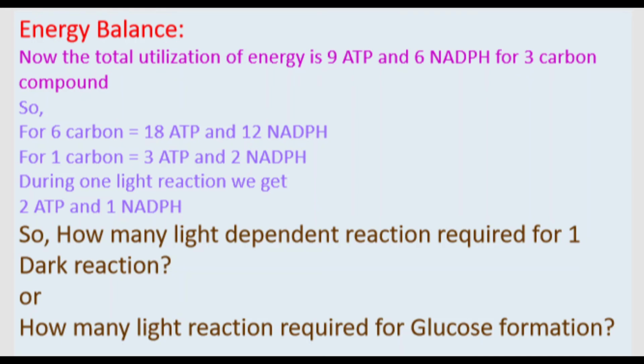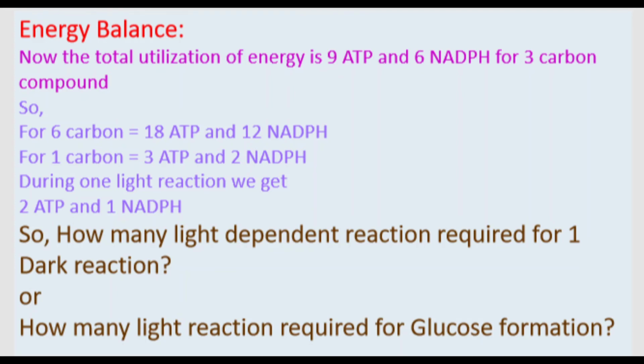If we discuss kilocalories, 1 NADPH molecule is equal to 52 kilocalories, and 1 ATP molecule is 7.5 kilocalories. So we calculate it in our respiratory cycles, because the respiratory cycle is an energy producing cycle. During one light dependent reaction, we get 2 ATP and 1 NADPH.